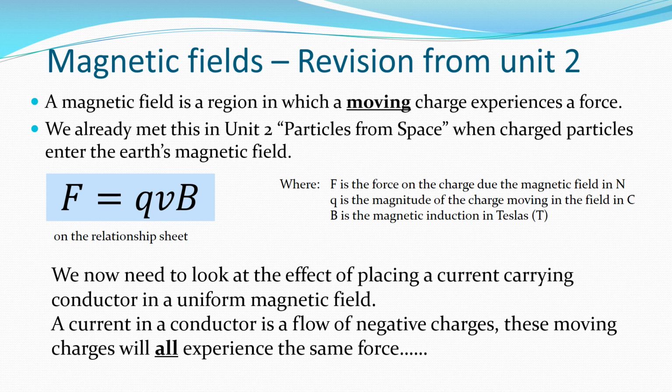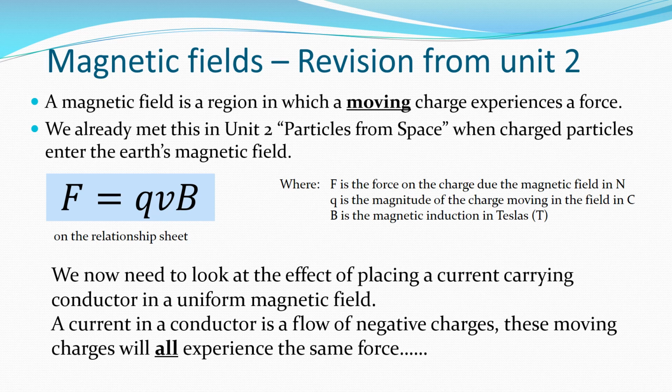We now need to look at this effect of placing a current-carrying conductor in a uniform magnetic field. So as opposed to just putting a single point charge within a magnetic field, we need to consider what the force is going to be on a conductor such as a wire placed within a magnetic field. Please remember that a force will only be put onto a charge or a current-carrying conductor if the charges are moving. If the charge is static, then there'll be no force whatsoever.